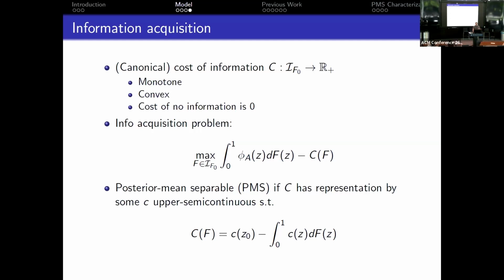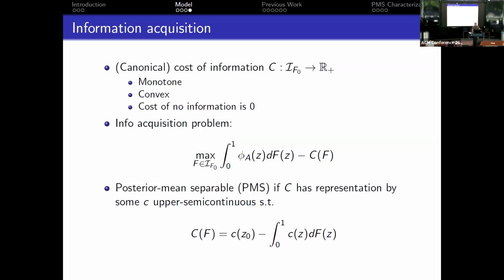Now, this will show up at some point in the paper. I don't assume this in the paper, but there's always a canonical representation of the cost function, and it's often useful to think about that, especially for immediately generating things like choosing the revealed posterior mean to be optimal. If you have a canonical cost of information, then you immediately get that.